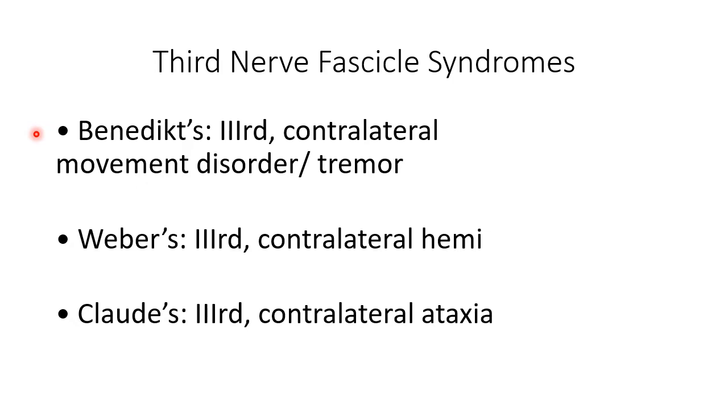Fascicular third nerve syndromes can be seen when there are various lesions in the midbrain, typically caused by ischemic strokes in the midbrain. The key here is that the patient has a third nerve palsy on one side and typically neurological problems on the other side. If you remember that 4-4-4 rule that I mentioned, it goes from dorsal to ventral, lateral to medial.